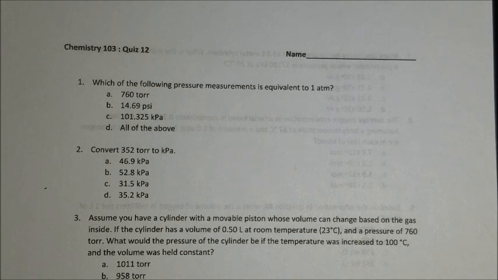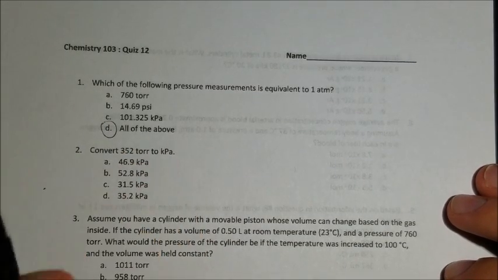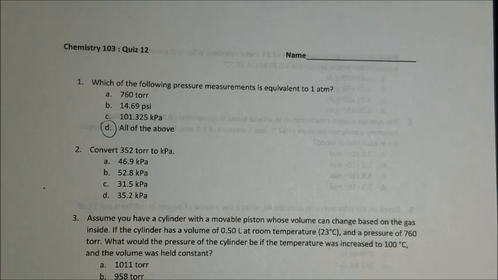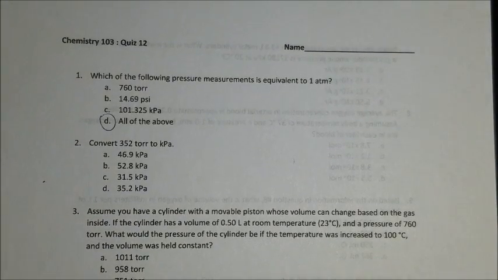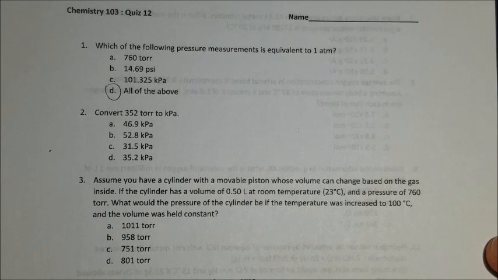Here on number 1, which of the following pressure measurements is equivalent to 1 atmosphere? All of these are equivalent to 1 atmosphere. These are just by definition. So all of the above is the correct answer for number 1. And then for number 2, we're being asked to convert 352 torr into kilopascals.